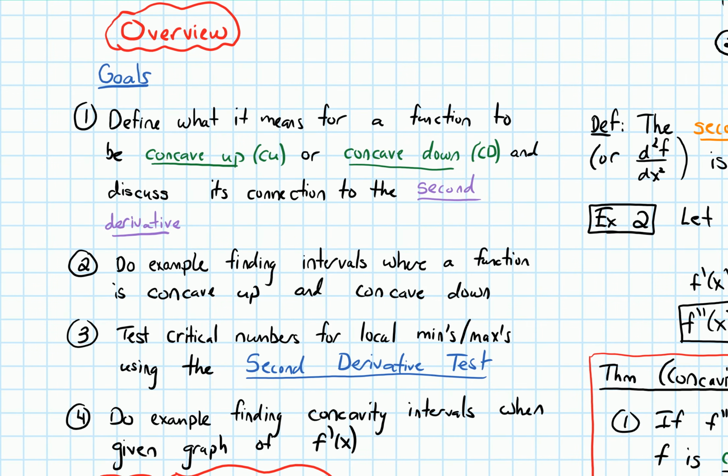So in terms of our goals for the section, we have done our first two goals. We've defined what it means for a function to be concave up, concave down, and talked about the relationship between that and the second derivative and its sign. And then we've done an example where we found intervals where a function was concave up and concave down. So the next video, we will talk about what's called a second derivative test. This is going to be another way for us to test whether critical numbers are local mins or local maxes.